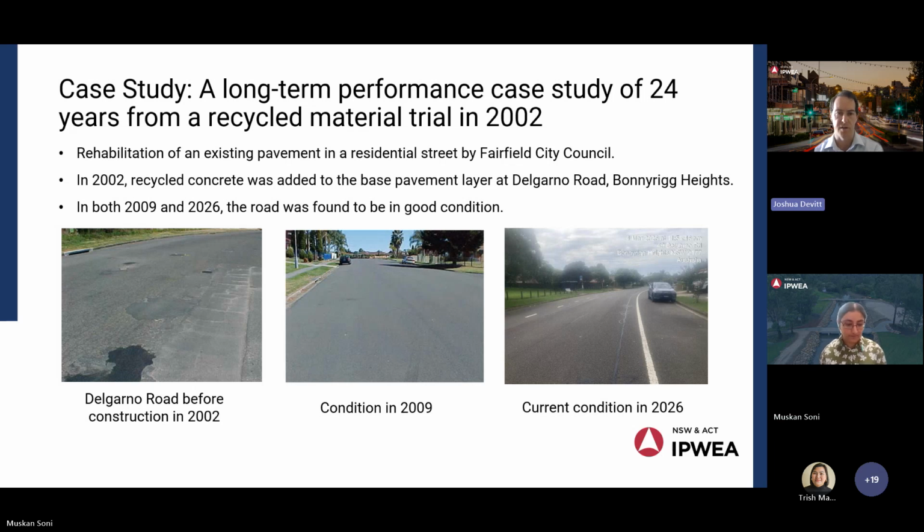So you can see that in 2009, 7 years after construction, it was performing quite well. And the condition as of this year is reasonably good. There's a little bit of crack formation, which has had some crack sealing put in place, but by and large was found to be in pretty good condition. So I think this is a good example of one of the oldest case studies that we could find, 24 years performing well. Again, it feeds into that narrative that these things do perform just as well as long as they're maintained and inspected as part of any standard asset management routine. They certainly hold up over the longer term.